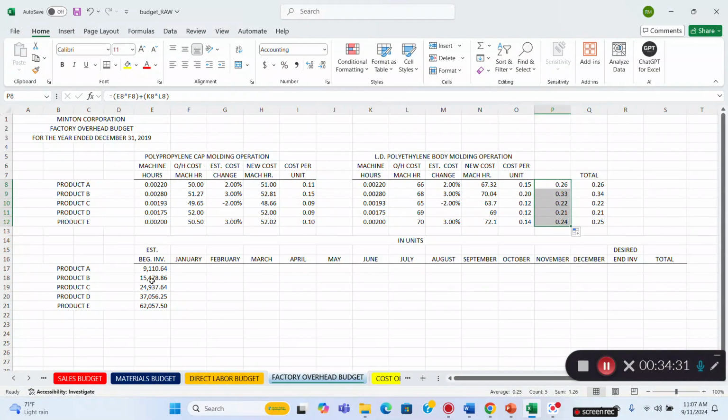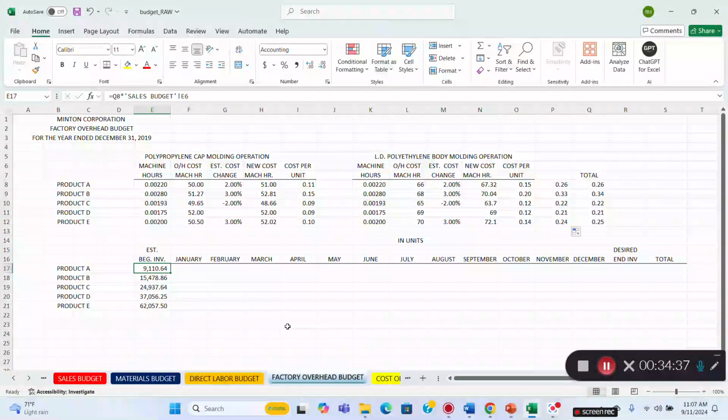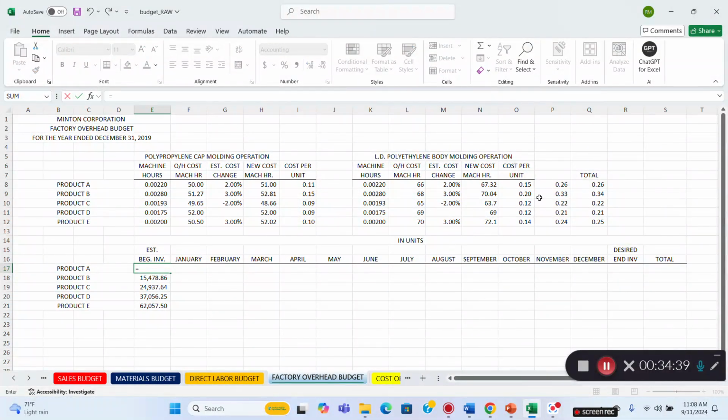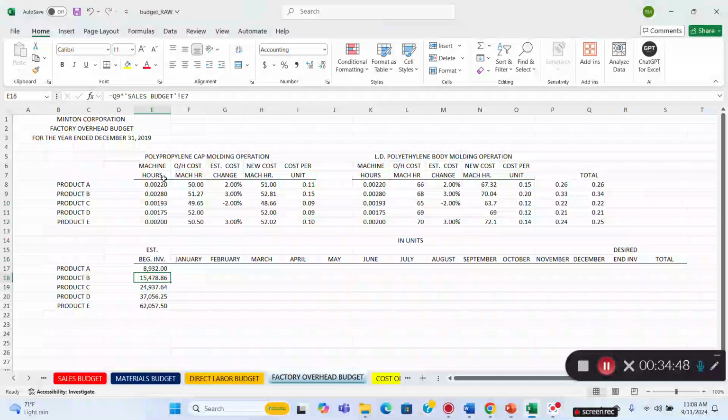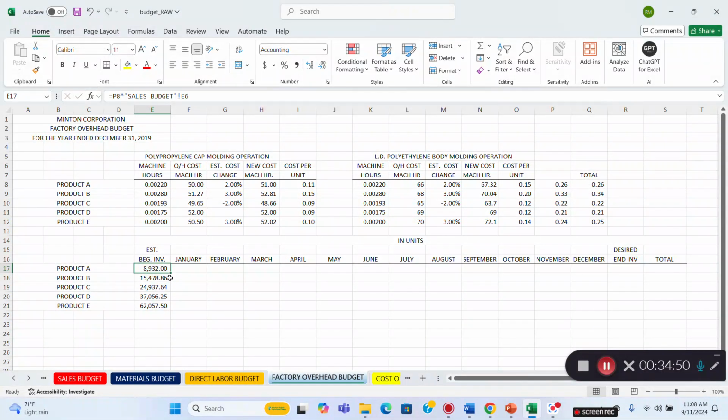So let's just see if this changed anything. 911064. So if I'm going to say equal this number now times the sales budget of 35,000. And you see that it actually did make a difference, which is, of course, what I anticipated that it would do.